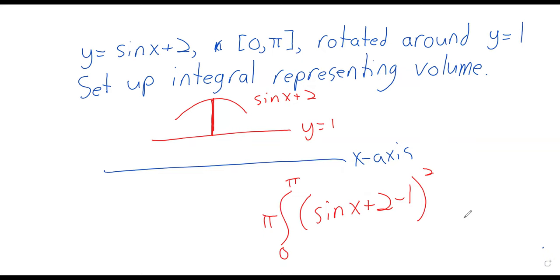So yesterday we looked at an example where the curve was above the x-axis. Here the curve and the axis of rotation was below it. Here they're on the same side. It doesn't really matter. You're always subtracting the lower from the upper.